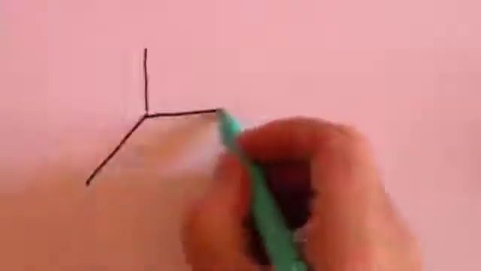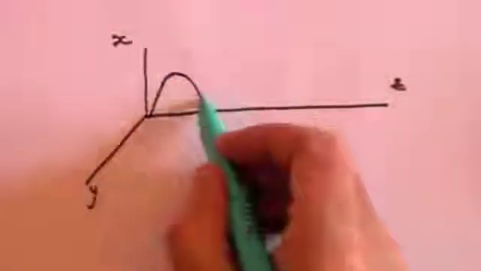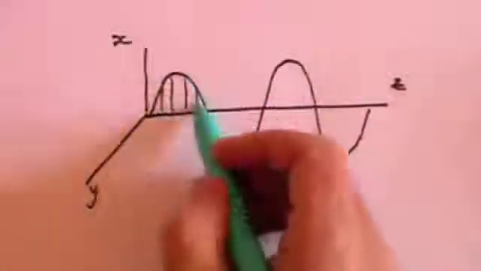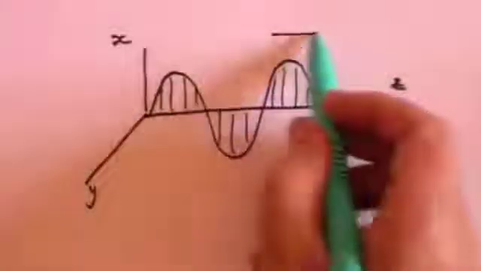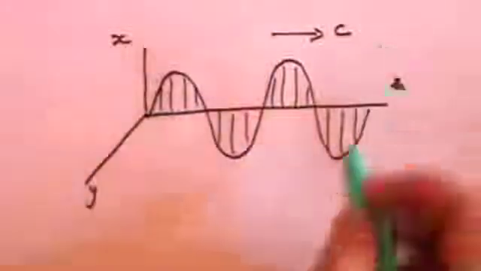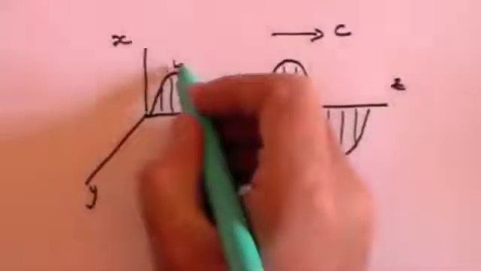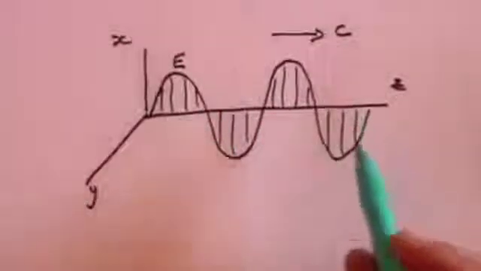So we can now draw this wave as we did before. Here are the x, y and z directions. Here is the electric field that we drew before, with oscillating E fields in the x direction, but travelling in the z direction with a speed c. And now what we know is that there is an associated B field. This is the E field. There's an associated B field which oscillates in the y direction and is in phase with the E field.